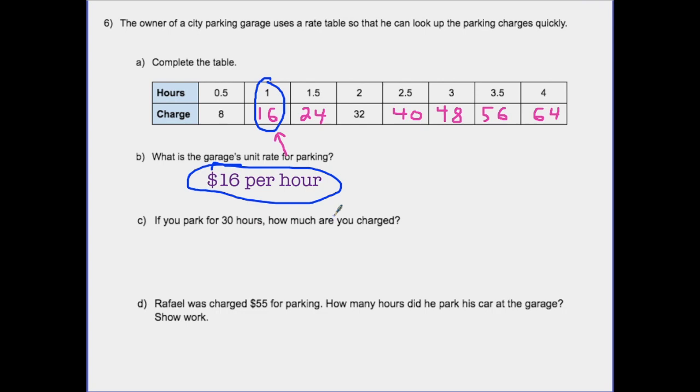If you park 30 hours, how much are you charged? Well, I know that it's $16 for 1 hour. So 30 hours, we don't know. We can set it up like this. If you have a different way of doing it, make sure that you show your work for it, because there are a couple ways to do this one. So we're going to multiply 16 times 30. That's 480.